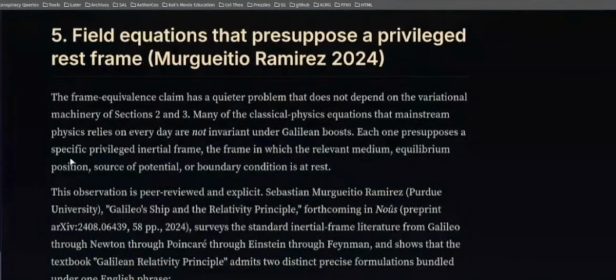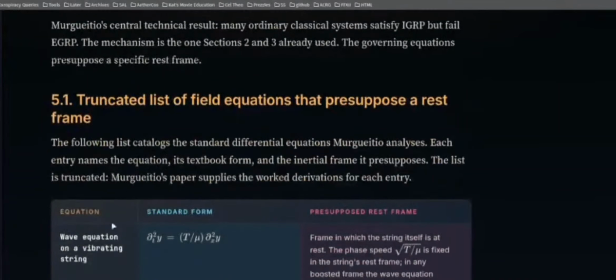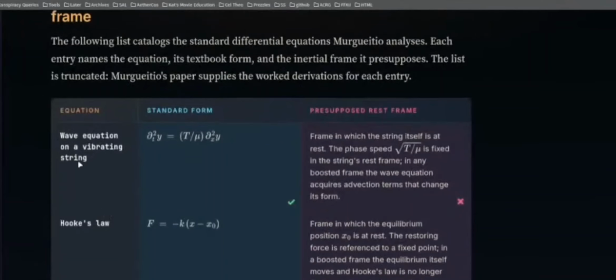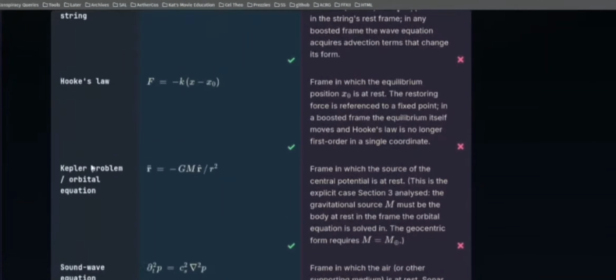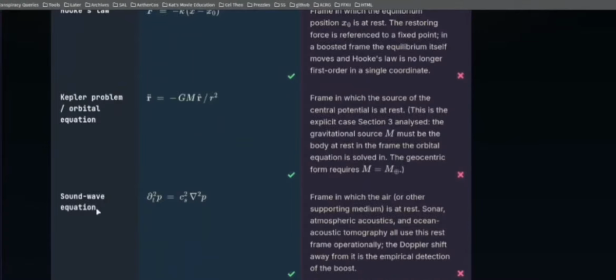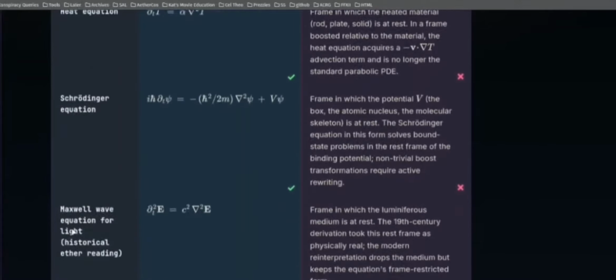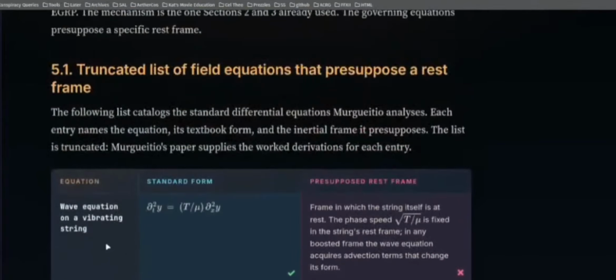Yeah, there's 9 field. I forget how many. It's like 7 or 9 field equations. A wave equation for a vibrating string, Hooke's law, Kepler's orbital equation, the sound wave equation, the heat equation, Schrodinger's equation, Maxwell's equation for light, the historical take, all start with a preferred frame at rest to make future predictions of motion.